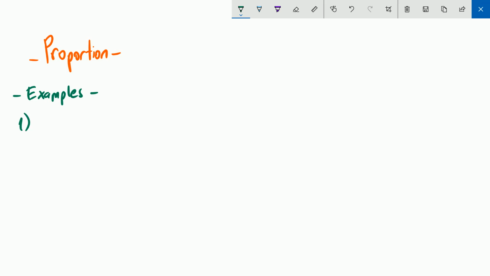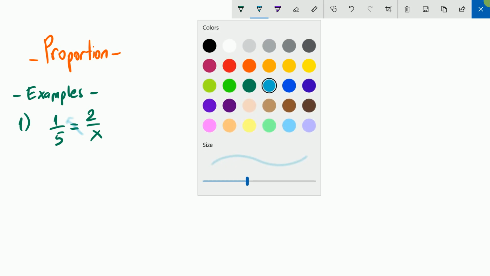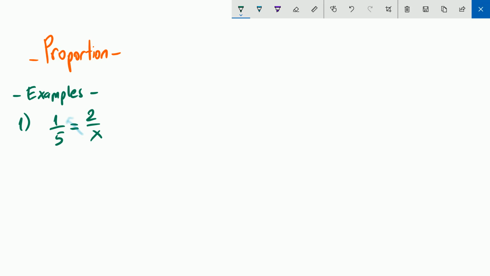First example. 1 over 5 equals 2 over x. Teacher, what am I going to do? I'm going to just use cross multiplication. As you can see, let's use another color to help you see clearly. 1 times x equals 2 times 5, x equals 10.